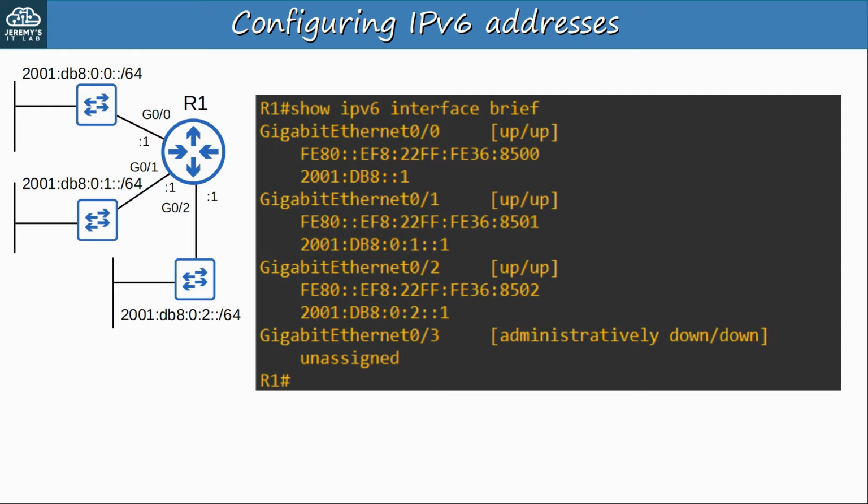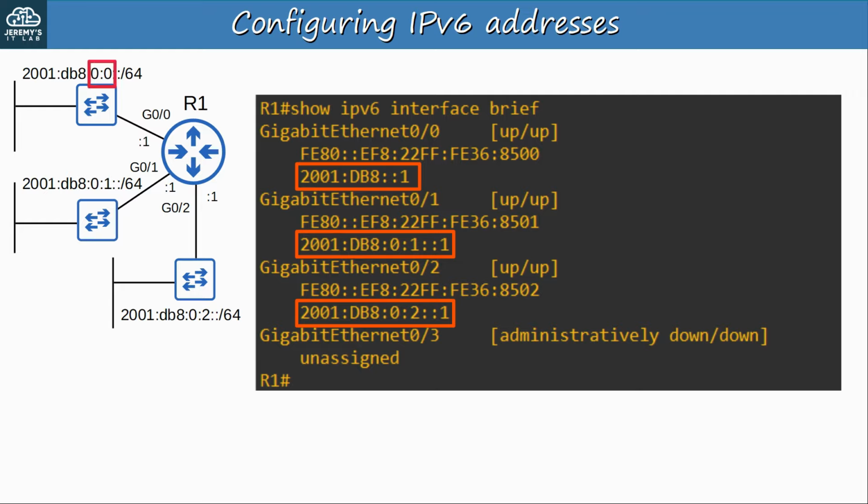Now let's confirm the configurations. I use the command show ipv6 interface brief. Again, same as the IPv4 command, you just have to use ipv6. There are a few things to point out here. First up, notice that the shortened version of the address is displayed, not all 32 hex digits. Actually, the address on the G0/0 interface is shortened even more than the shortened address I typed.